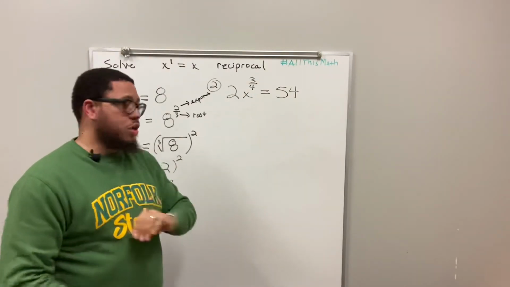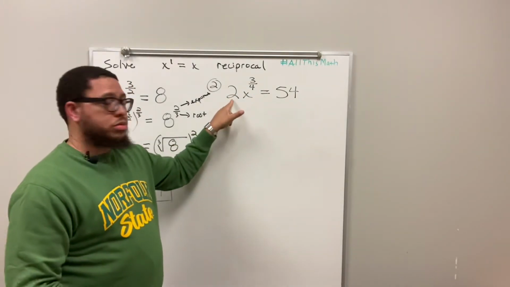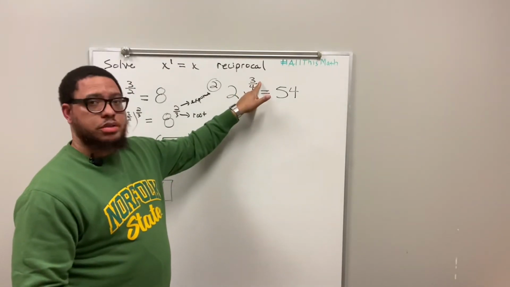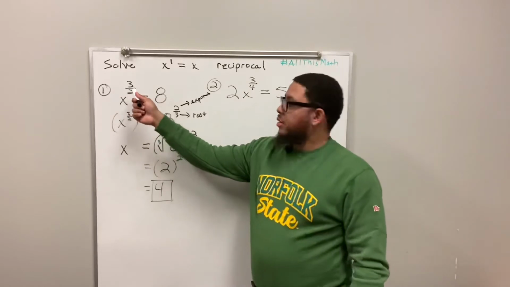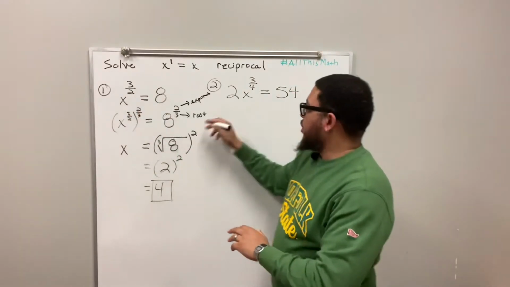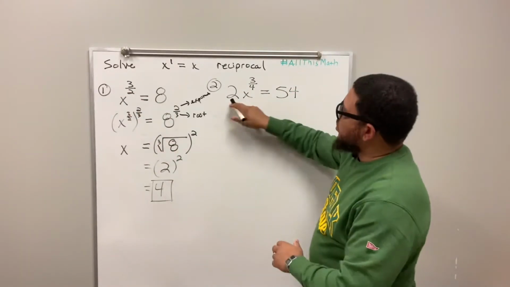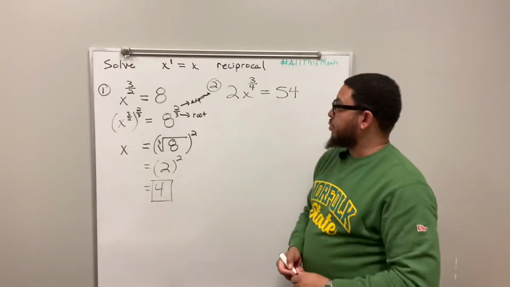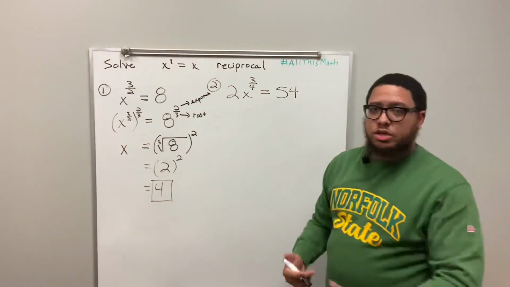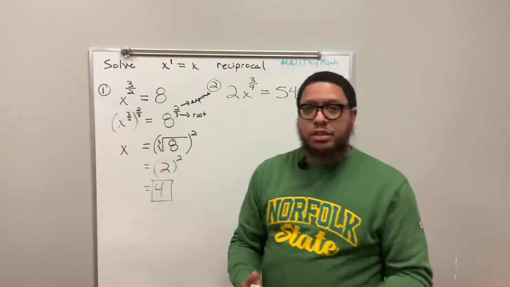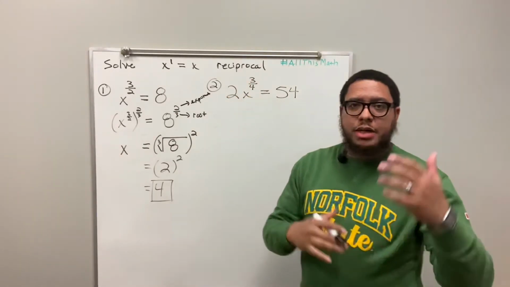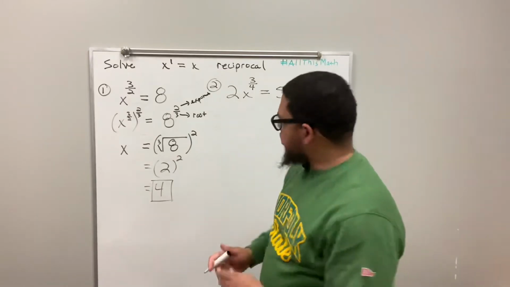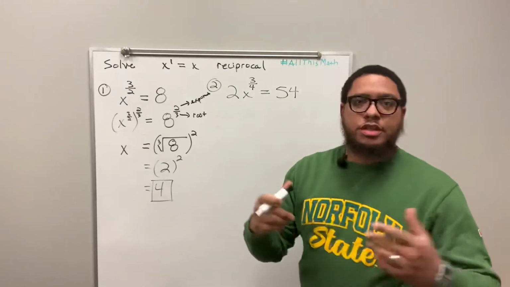First thing I'm going to get rid of, though, is this 2. This 2 got to go. Then I'm going to get rid of the 3/4, right? In the last problem, I only had to get rid of the 3/2, just the rational exponent. But in this problem, I got to get rid of the 2 and the rational exponent, all right? So how do I get rid of the 2? I do the opposite operation. This 2 is being multiplied by the x. So that means I do the opposite of multiplication, which is division.